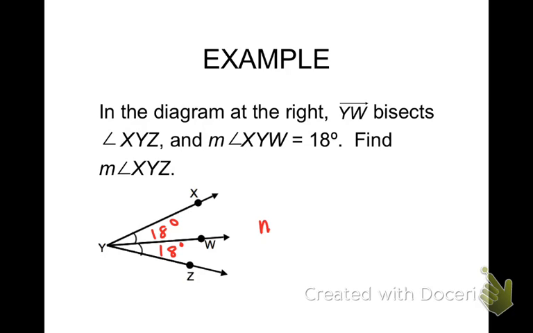I don't understand what this is even asking. It's finding the measure of angle XYZ. So the measure of angle XYZ would be what? Yes, 18 plus 18, which is 36.